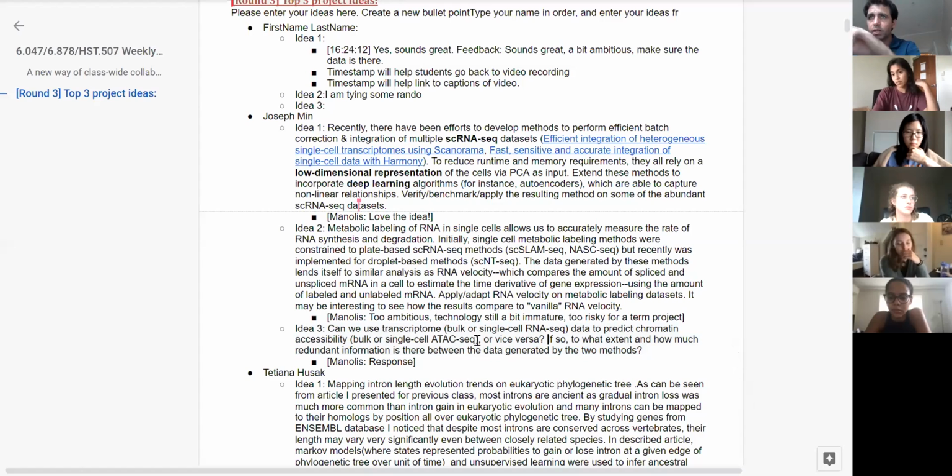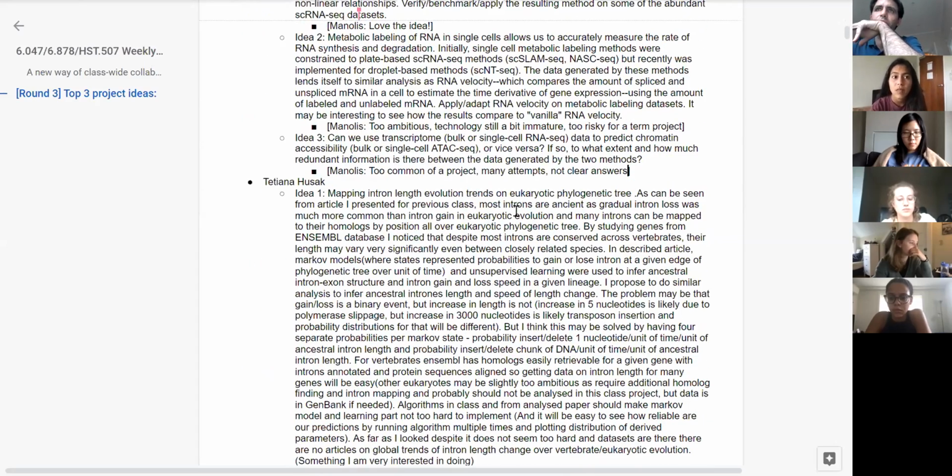Bulk or single cell to predict chromatin accessibility, or vice versa? If so, to what extent and how much redundant information? So this is, you know, too common of a project, many attempts, not clear answers. So I would say that it's not quite doable, but I think that the first one is great.